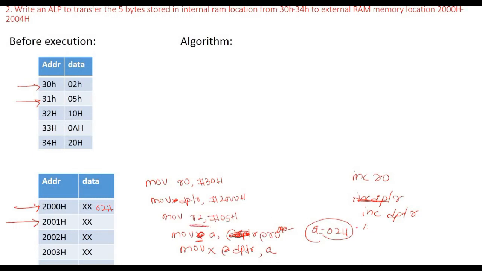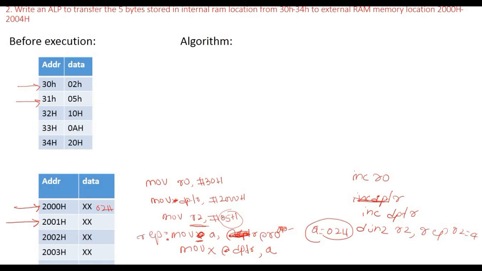Next we need to check for 0, whether we have transferred all the data or not. That is done by the instruction DJNZ R2, repeat. At present R2 is 5. When this instruction is executed, R2 will become 4. So this is not 0, and the controller will move to the instruction repeat.